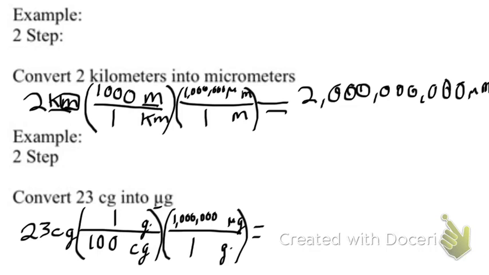So now I'll take 23 divided by 100 multiplied by 1 million, because the ones don't actually change anything. And I'll get 230,000 micrograms. Alright, we're going to do one more example. Oh, no, we're not. We've run out of examples.